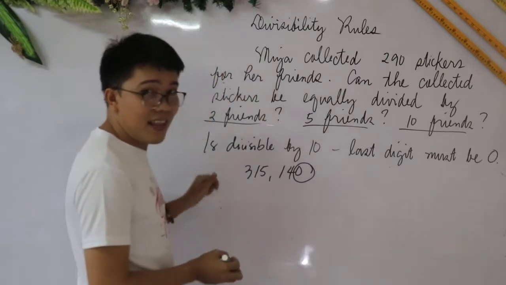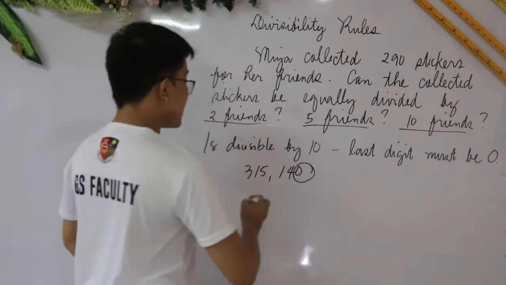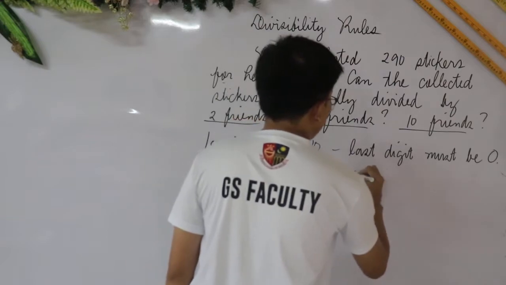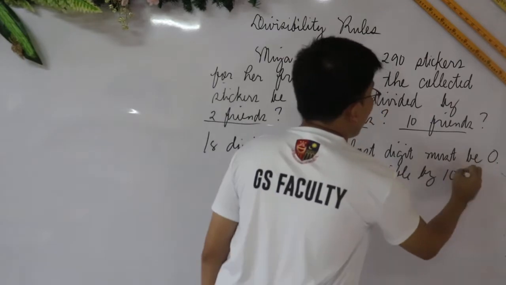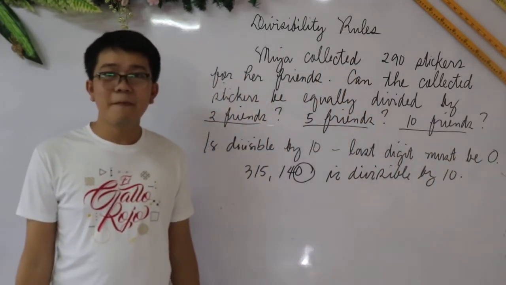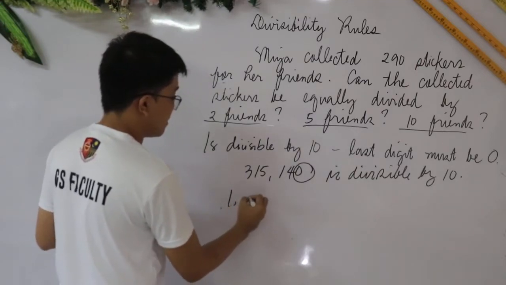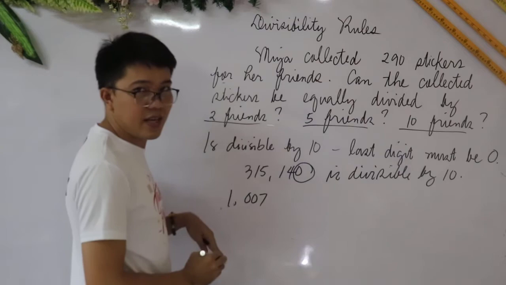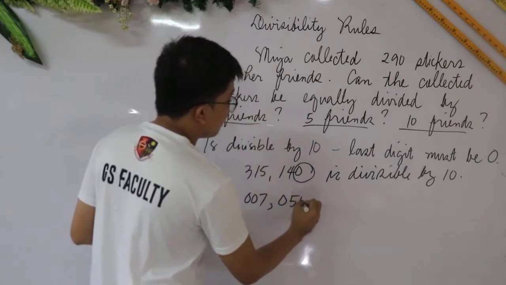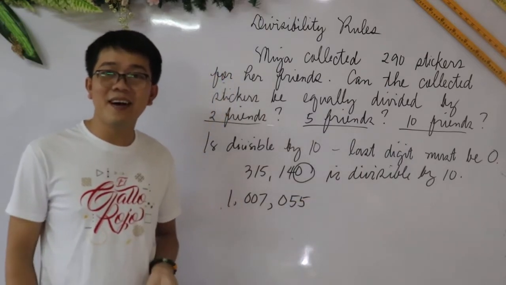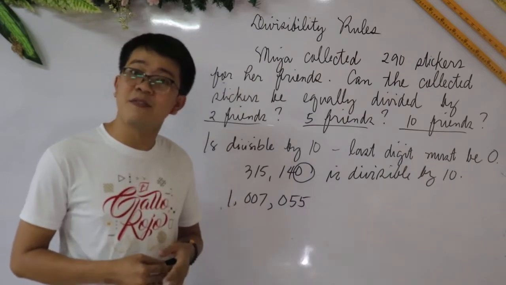Then we say that 315,140 is divisible by, what? By 10. What else? I have here 1,007,055. Very big number. Now let me ask you, is this number here on the board divisible by 10?